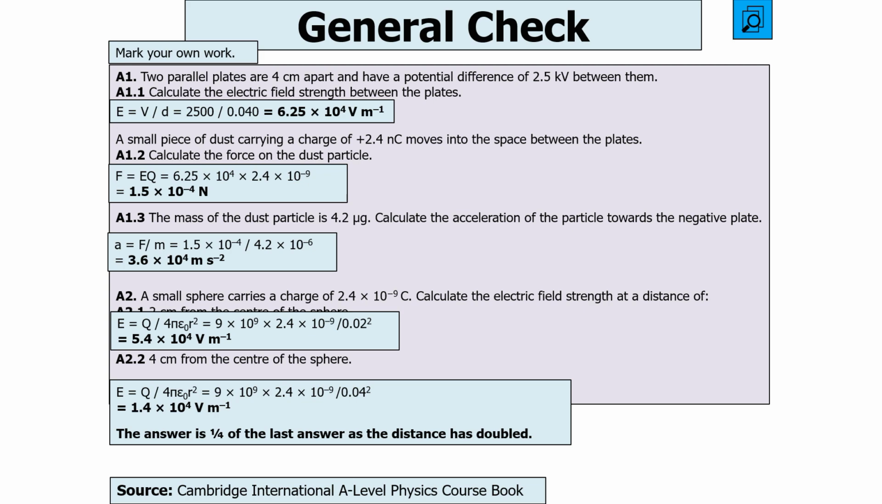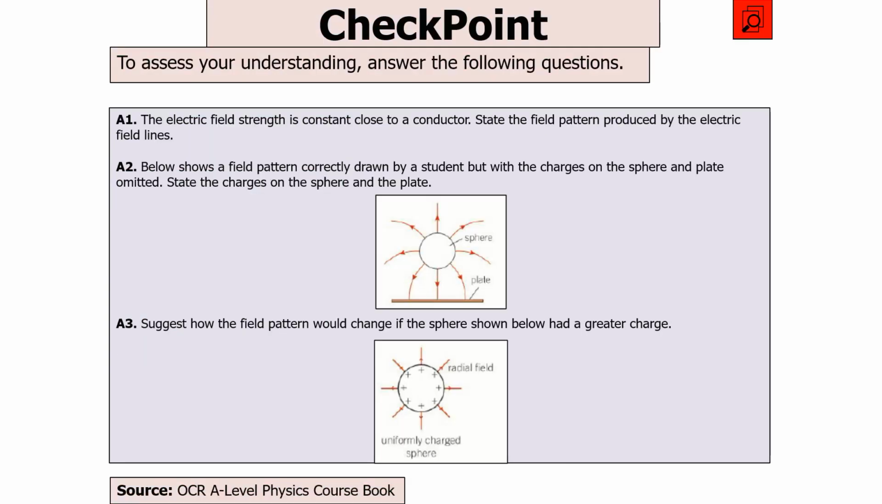The next question says, the electrical field strength is constant close to a conductor. State the field pattern produced by the electrical field lines. Then below shows the field pattern correctly drawn by a student but with the charges on the sphere and the plate omitted. State the charges on the sphere and the plate, and then suggest how the field pattern below would change if the sphere shown below had a greater charge. So pause the video now, then unpause the video when you want to go through your answers.